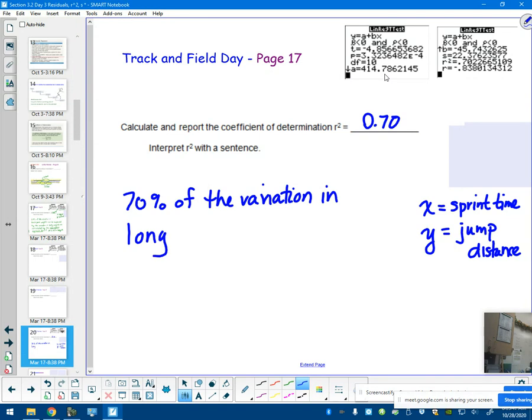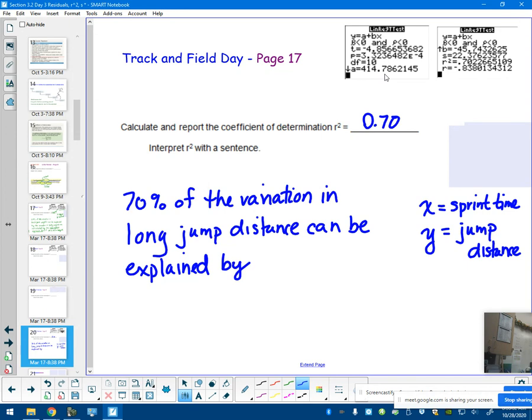Excellent. So 70% of the long jump distance can be explained by, and be careful because yes, I do want you to memorize this sentence. This word is variation, not variability, not variance. It's variation. And this is explained by, it's not the y's being calculated by the x's. That doesn't happen either.